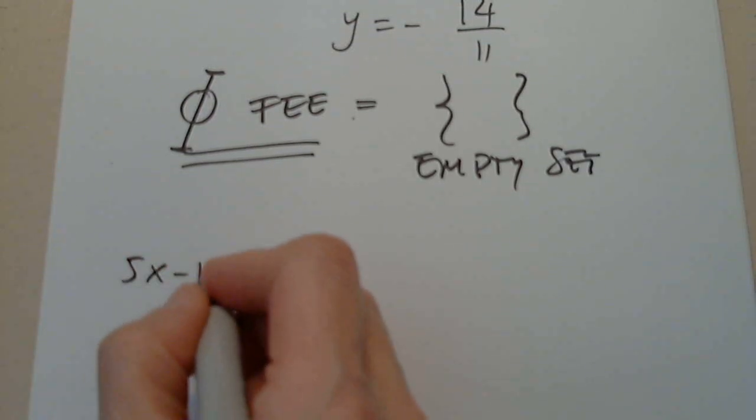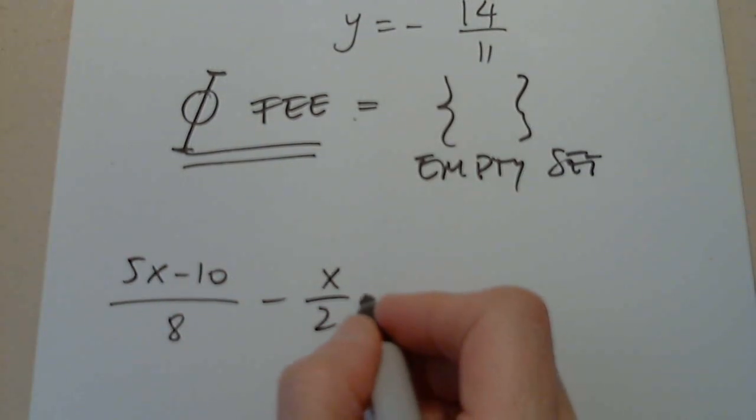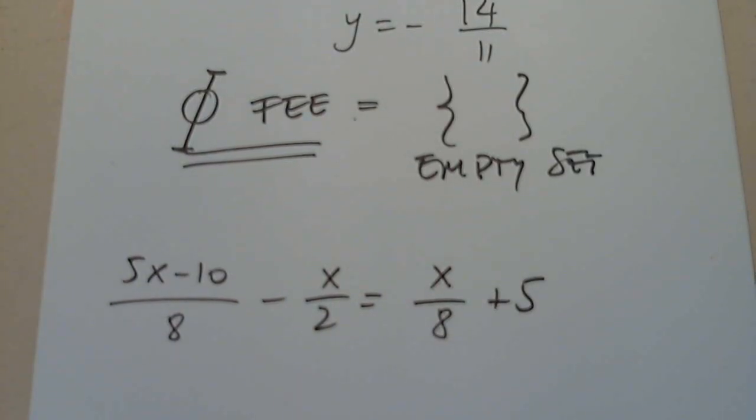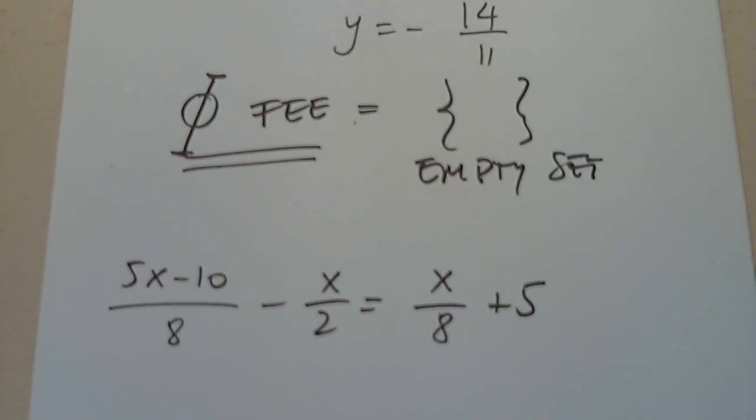So (5x - 10)/8 - x/2 = x/8 + 5. And they're asking us that question and solve it. Good. This is not a proportion. We cannot even think of it in those terms. But what would you do?